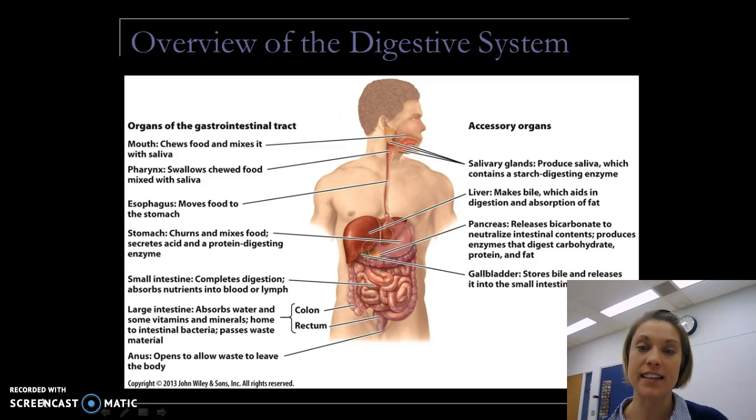the liver, which makes bile that aids in the digestion and absorption of fat, the pancreas that releases bicarbonate, which is sort of an internal Tums pill to neutralize the intestinal contents, and also produces some enzymes that digest carbs, protein, and fat. And then the gallbladder, which stores bile and releases it into the small intestine when it's needed.